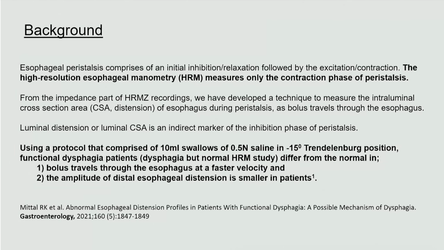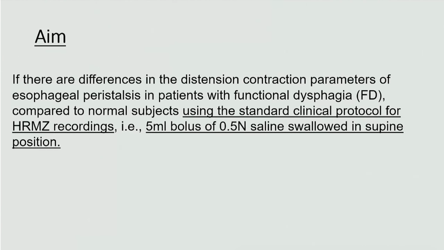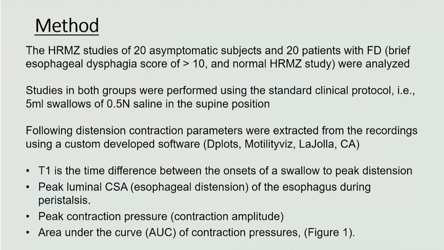So the protocol we used in our original studies was 10 milliliters of half normal saline in the -15 Trendelenburg position. We wanted to see whether we can do the same thing with 5 cc in the supine position, like a routine clinical manometry procedure, and whether we will find differences between the groups. So the goal was to see if there are any differences in the distension contraction parameters of peristalsis in patients with functional dysphagia. We used a 5 milliliter bolus of half normal saline swallowed in the supine position. We had 20 asymptomatic subjects and 20 patients with functional dysphagia score larger than 10.